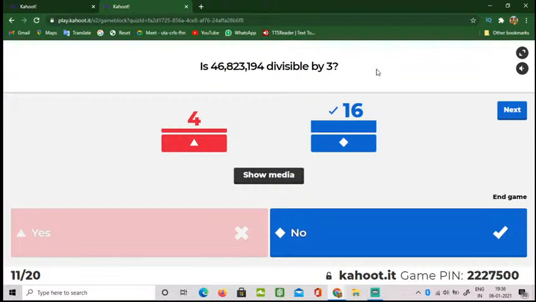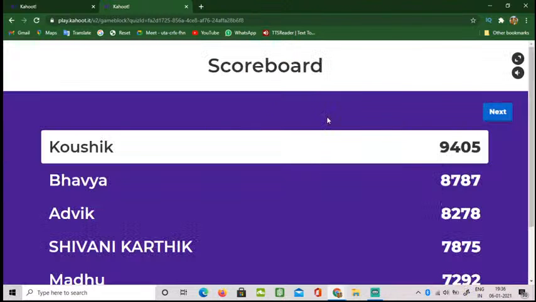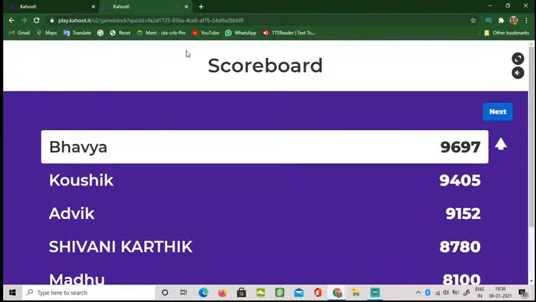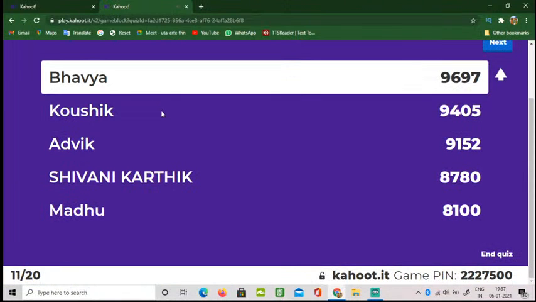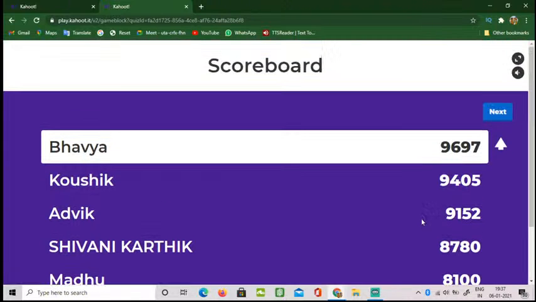And the correct answer is no, because if you add all the digits, you get the sum as 37. The number 37 is not divisible by the number 3. So the correct answer is no. Now let me go and see the scoreboard. Finally there is a change in the scoreboard. Kaushik has come to the second, and Bhavya has gone to the first place. Good job, Bhavya. You have been in the first or second place for a long time. Good job. So now let me go to the next question.